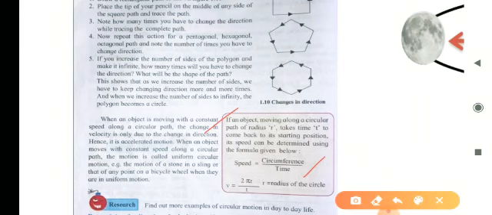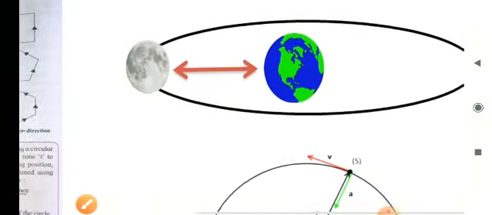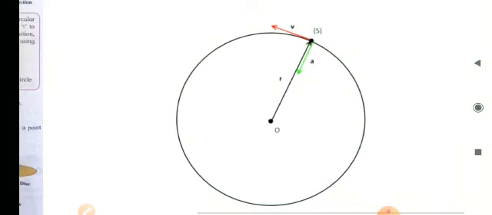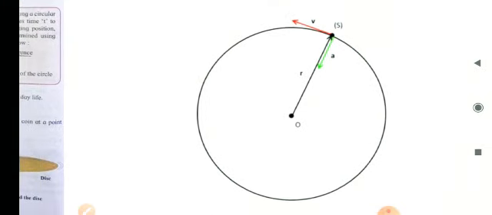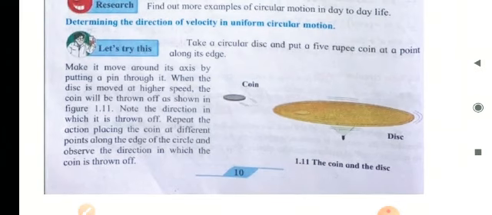So we can say pulley, wheel of the cycle, motion of the fan, etc. Now in this figure you can see the earth is having circular motion, and similarly here also you can say in this circle this is the needle of the clock, and it is also moving with circular motion. Now let us go further to determine the velocity of uniform circular motion.